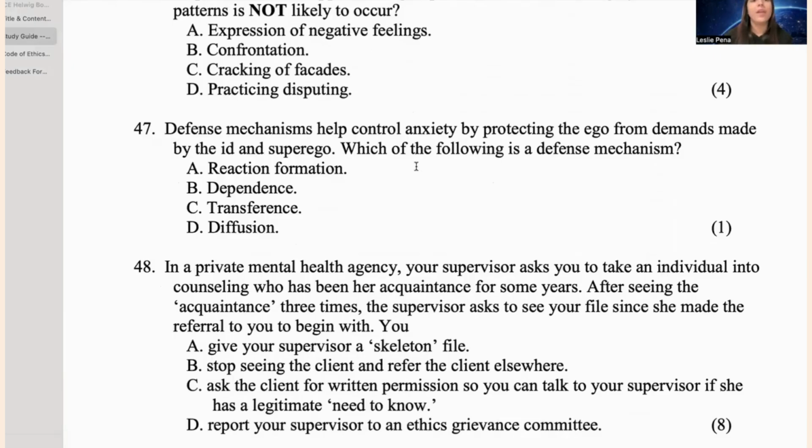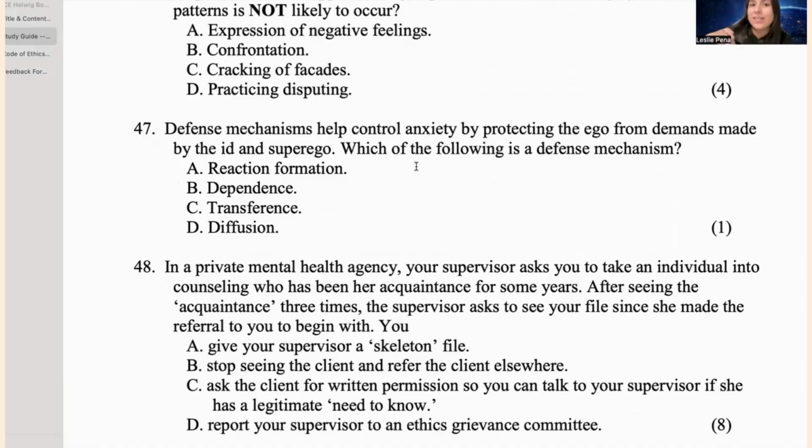47. Defense mechanisms. I don't know if you guys heard that. Somebody just honked outside. It's a little weird. It's 9:30, or I think it's a train actually. Scratch that. 9:03 actually, not 9:30.